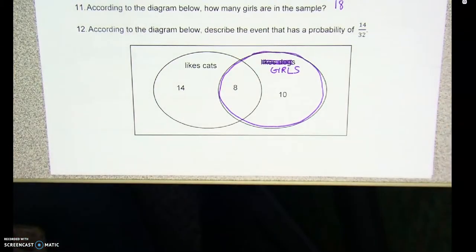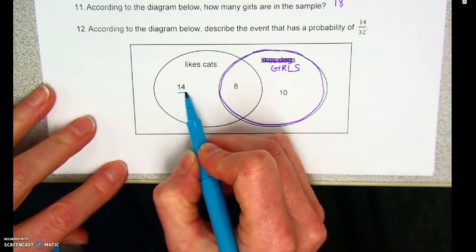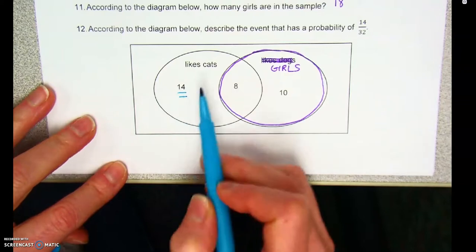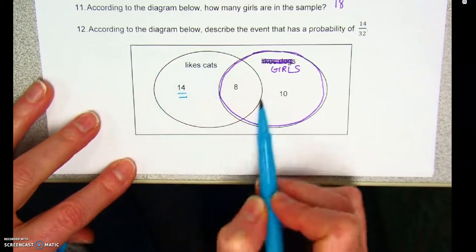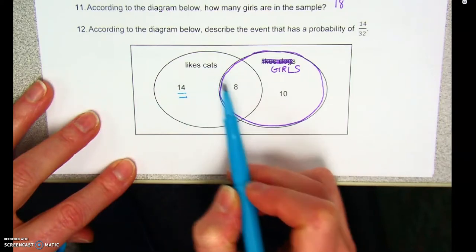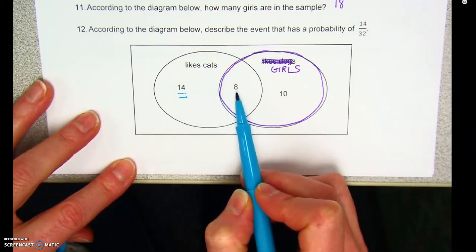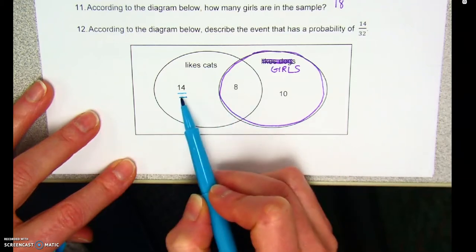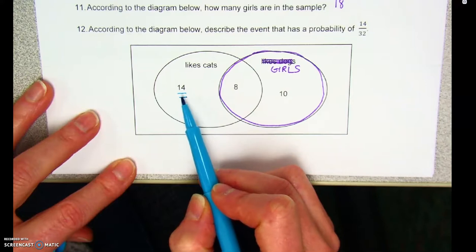According to the diagram below, describe the event that has a probability of 14 over 32. Well, that's just this portion here. Everything in this oval is a person who likes cats. And then this would be somebody who is both a cat lover and a girl. So these people are not also girls. These are boys who like cats.